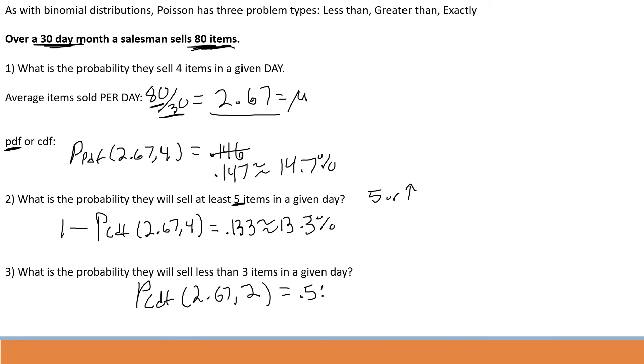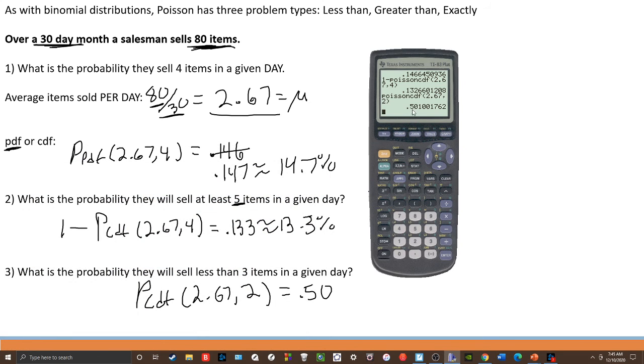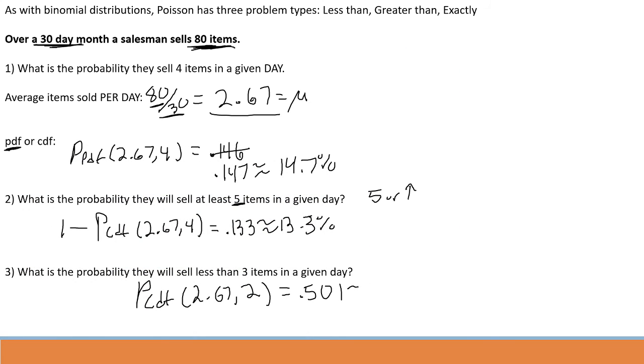Well, I did everything else to the 3 decimal points, so let me make sure I'm consistent here. So 0.501. That's about a 50.1% chance, which again makes sense because my average is 2.67. So this is pretty close to my average. Remember, the average is theoretically where there's a 50-50 split. And since it's a little bit less, it's not going to be exactly 50. If he sells, on average, a little bit more than 2, then it's going to be a little bit above 50% if he wants to sell 2 or fewer.